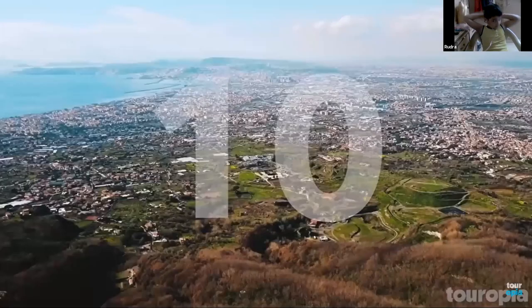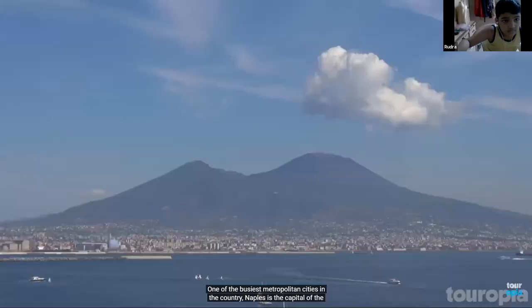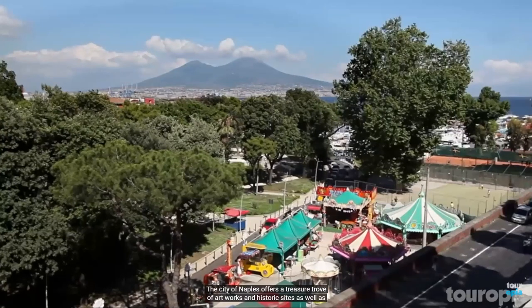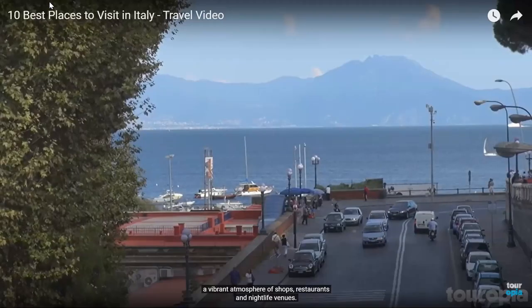Number 10, Naples. One of the busiest metropolitan cities in the country, Naples is the capital of the Campania region in southern Italy. The city of Naples offers a treasure trove of artworks and historic sites, as well as a vibrant atmosphere of shops, restaurants, and nightlife venues.